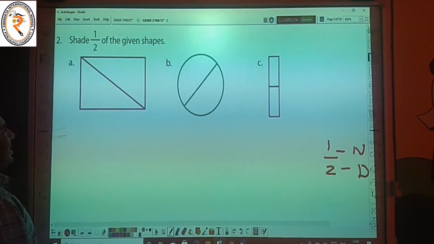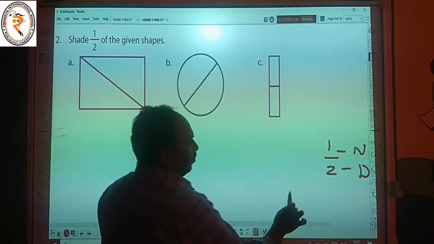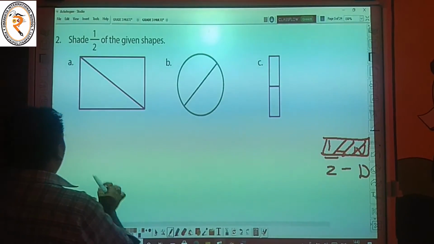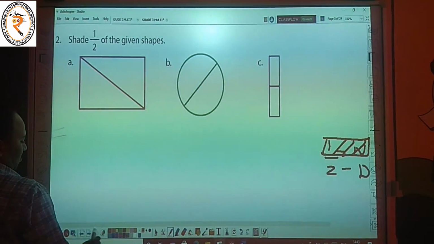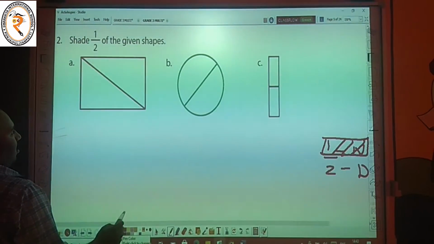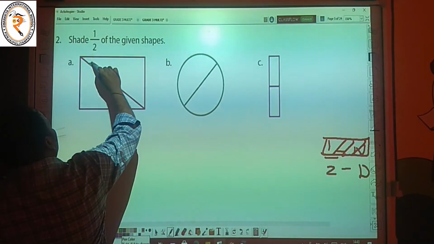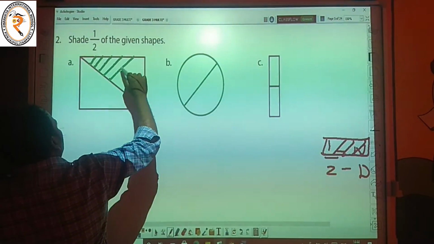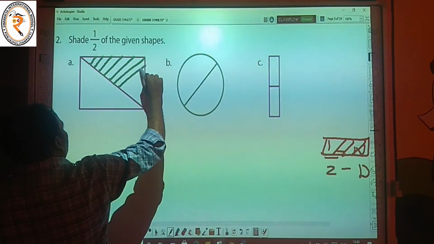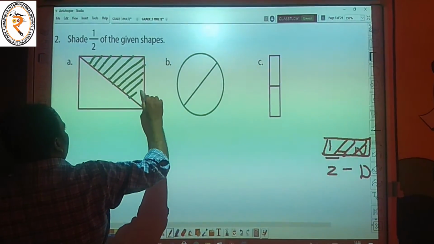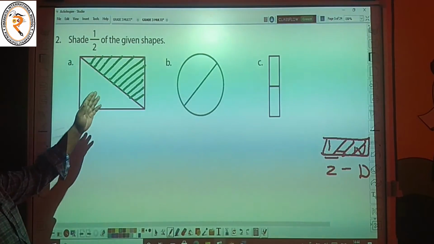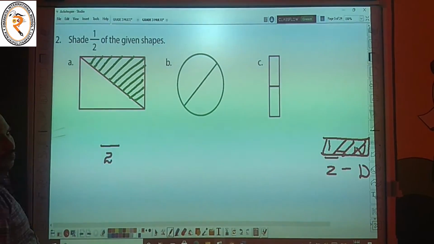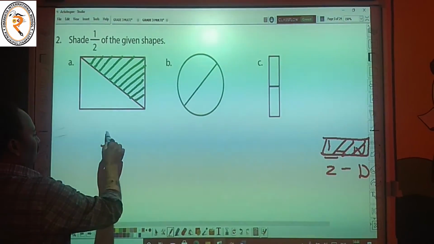Our question is to shade 1 by 2. Here the shaded portion is 1. So first we shade any one portion. It's called 1 by 2 because the total number of parts is 2 and the shaded portion is 1.